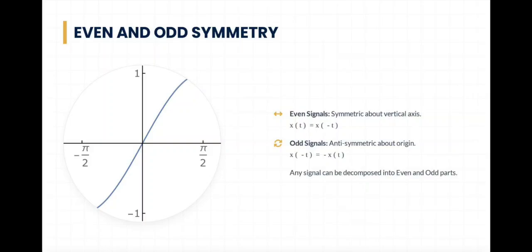And for an odd signal, think of it like a propeller. Whatever happens on the right is flipped upside down on the left. The math here is x(-t) equals -x(t). That minus sign just means upside down.